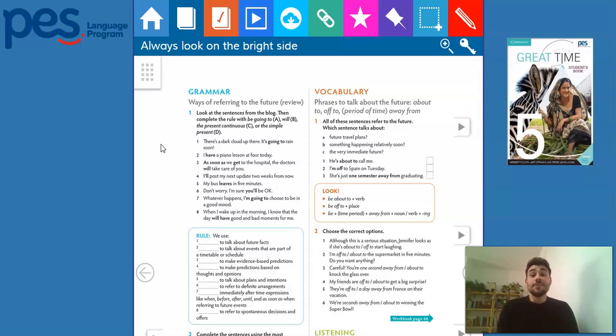So, the first grammar topic we're going to cover in this unit refers to the ways of referring to the future, and it's a review. So, it means that you have already seen that before. So, just a quick notice on how to talk about the future in English. It's a very specific thing about the English language.